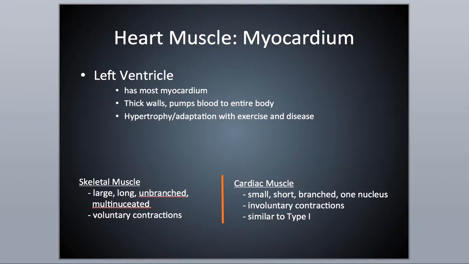So looking at the difference down here between skeletal muscle and cardiac muscle, skeletal muscle tends to be a little bit larger and longer and unbranched, basically long, stringy fibers. And obviously, they're voluntary contractions. Cardiac fibers, on the other hand, are usually a little bit smaller. They're shorter. They're kind of branched off, right? And they're obviously involuntary contractions.